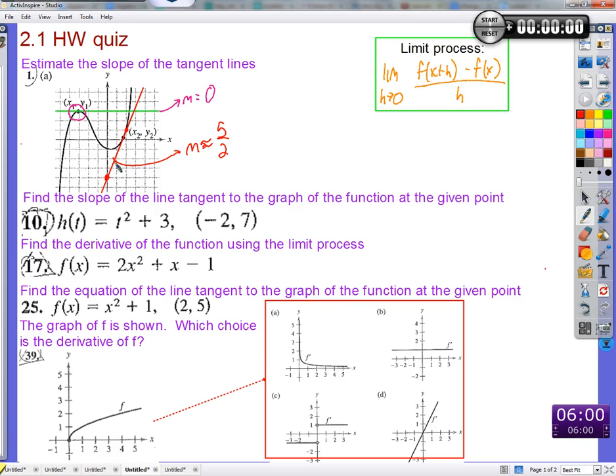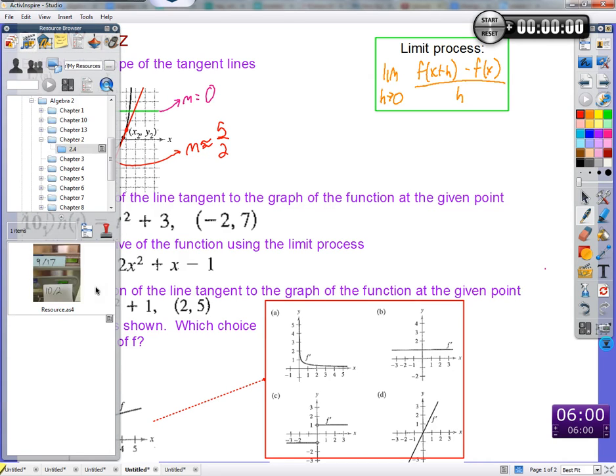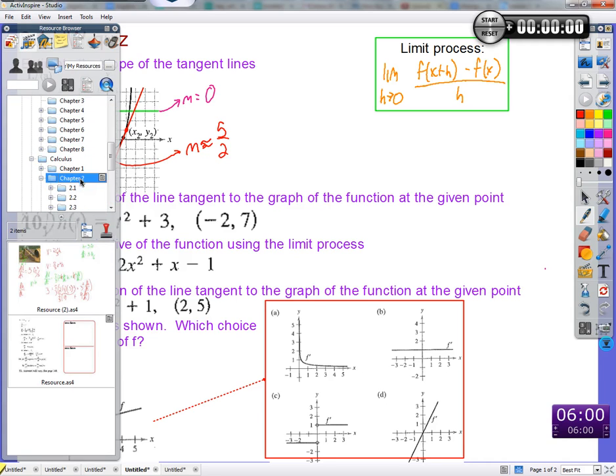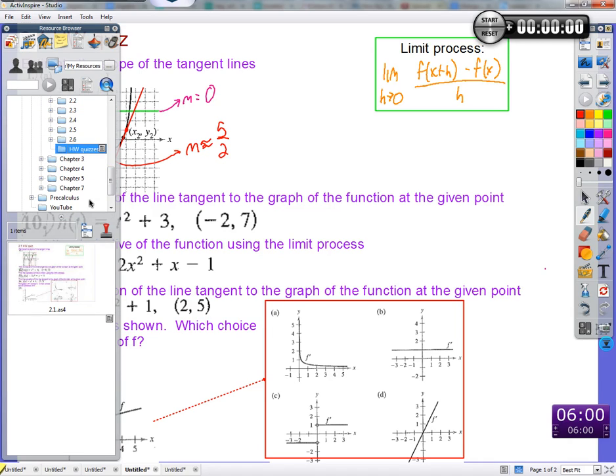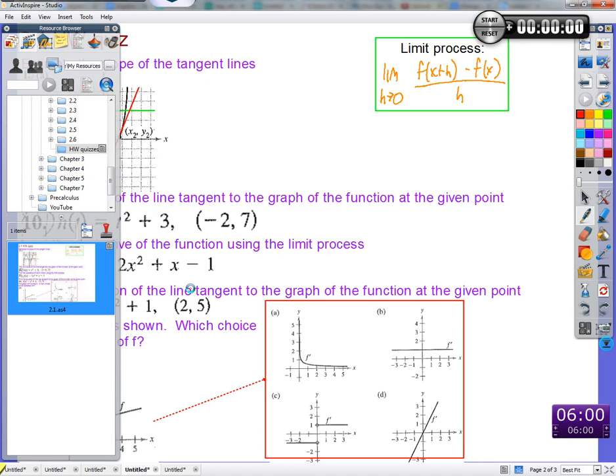Okay. We're going to need this room to work on this guy here. So this 2, this, and another copy of this.